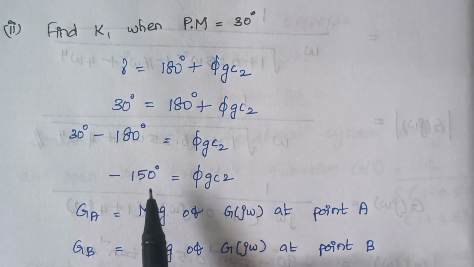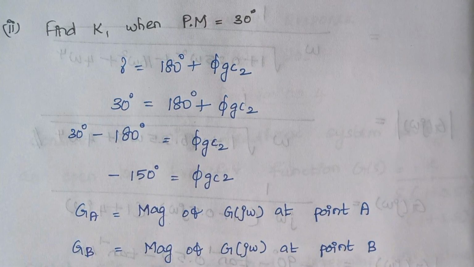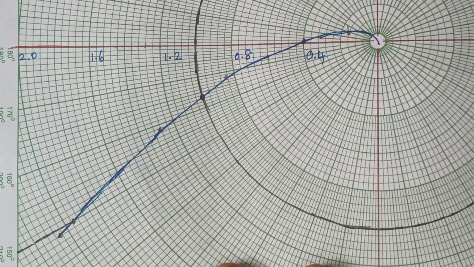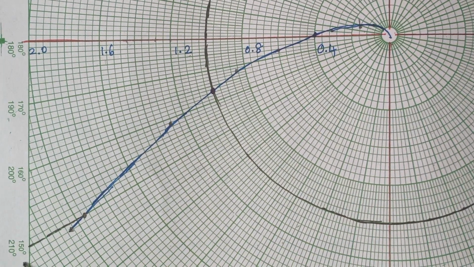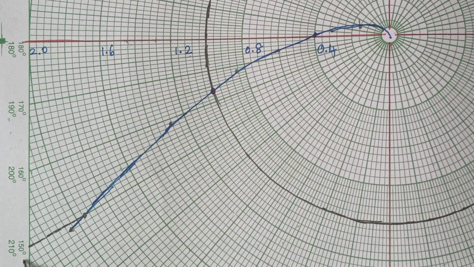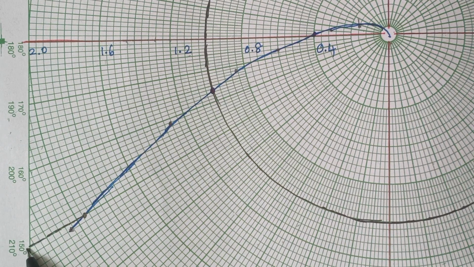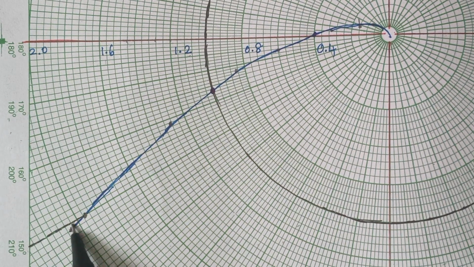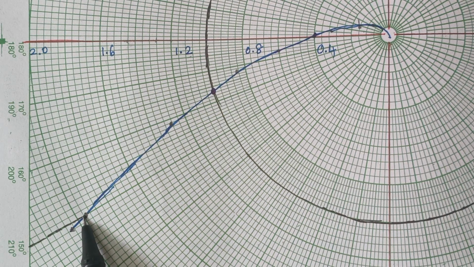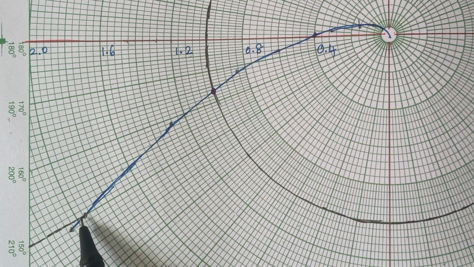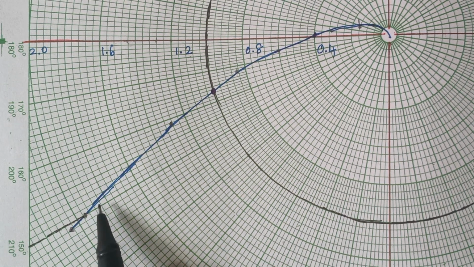Now we have to again move to our polar plot. Where is our minus 150 degree line? Here lies our minus 150 degree line, and this is our polar plot. Just from this minus 150 degree, draw a line. It will meet our polar plot at some point. At this particular point, note down the magnitude. Here it comes around 2, and each circle stands for 0.04, so this is nearer to 2.